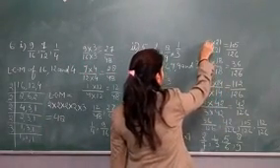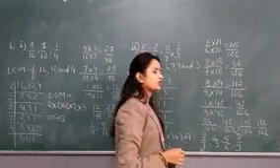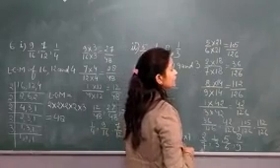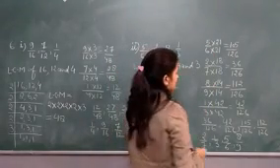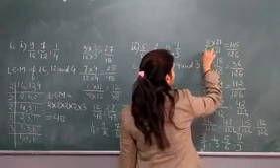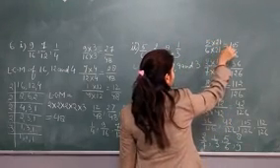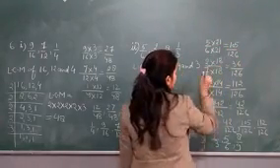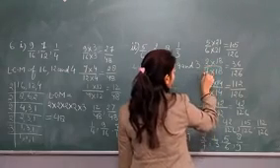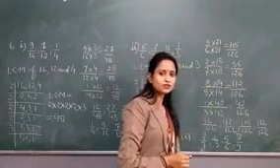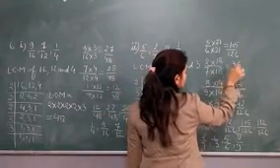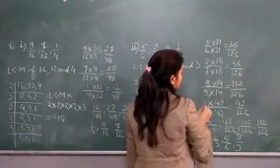First fraction is 5 upon 6. We will multiply this fraction by 21 to get the denominator equal to 126. 5 upon 6 into 21 is equal to 105 upon 126. The second fraction is 2 upon 7. We will multiply this fraction by 18. That is equal to 36 upon 126.